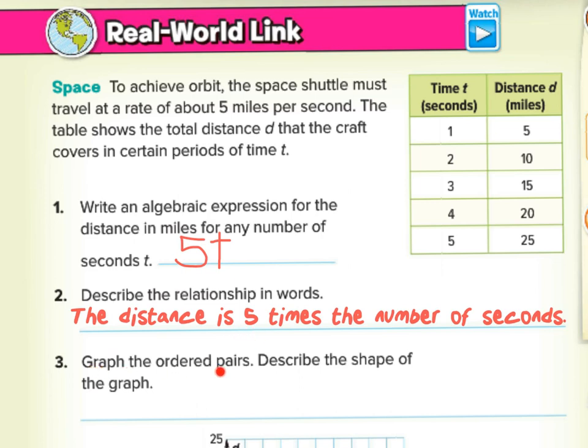Okay, let's graph the ordered pairs. Ordered pairs would be, here we have the time and here we have the distance. Distance is going to be my range, and this will be my domain. So I can graph this as x right here, and this is my y, because 1 second will be 5, 2 seconds will be 10, so this is my range in terms of distance.